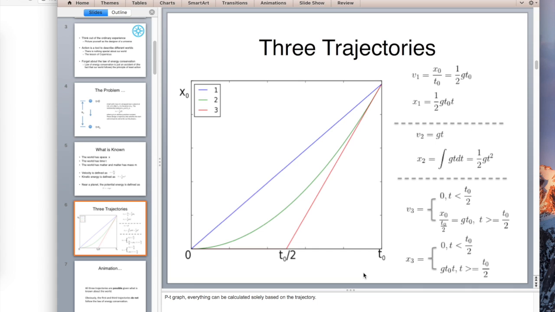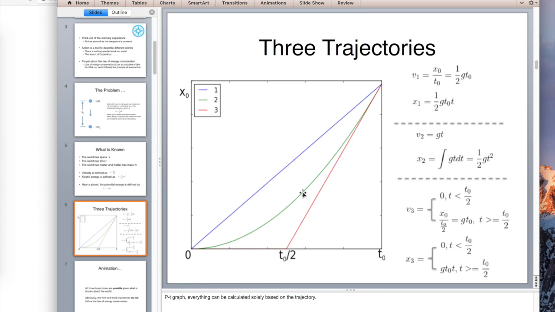The first trajectory, the blue line, in this position-time graph, the x-axis is time, the y-axis is position. The first trajectory, the blue line, is the constant motion from the start point to the end point. So it has the velocity x0 divided by t0. Since x0 is 1/2 g t0 squared, it has the velocity 1/2 g t0. And the position as a function of time is the velocity times t, which is 1/2 g t0 t.